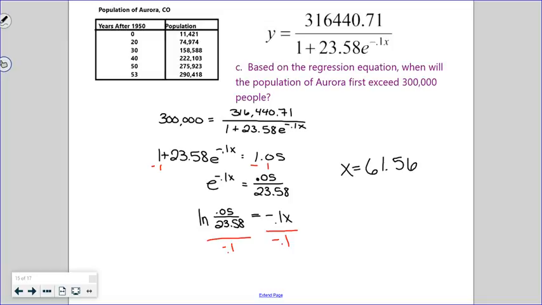Guys, 61.56 is not your answer. It's almost your answer, but we didn't read the directions or the question. Not years. Look at the label. Years after 1950. So what is 61 years after 1950? 2011.